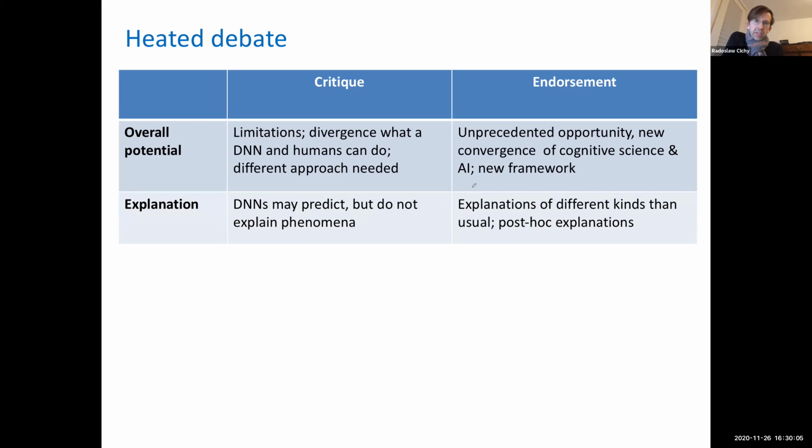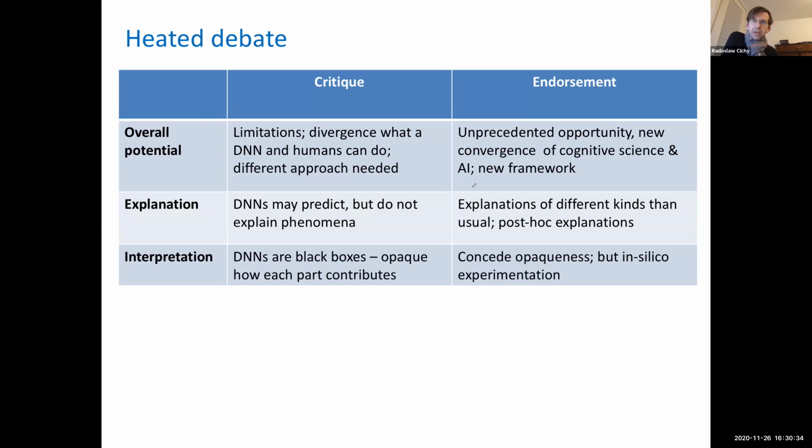Second, the critics had said DNNs may predict brain activity. We've seen these nice images on the human brain and over time. But what do they explain? It's one thing to predict brain data. It's another one to say what is happening there and why. Whereas the endorsers would say, well, wait, deep networks do give explanations of different kinds. And I will get into what these explanations could be in this talk.